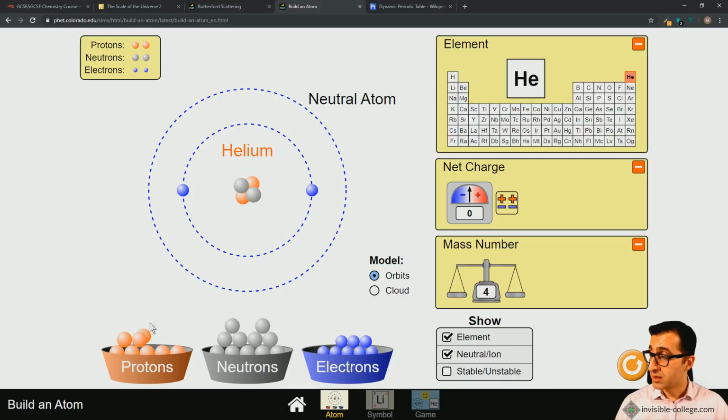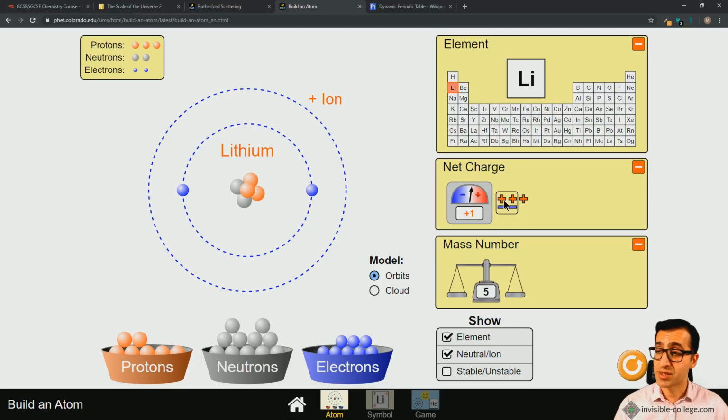Now, if I add a proton here, we go from helium to lithium. Lithium has an atomic number of 3. We have 3 protons, but this is a lithium ion because it has only 2 electrons, 2 negative charges to balance out the charges on 3 protons. So the overall charge, the net charge of this particle is 1 positive unit of atomic charge.